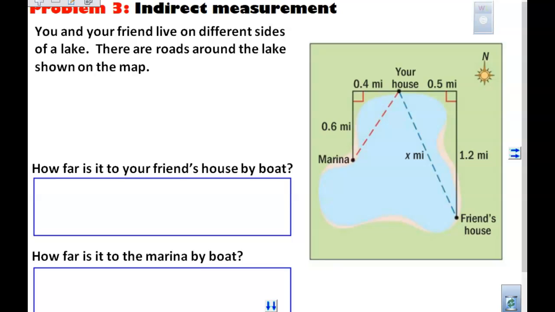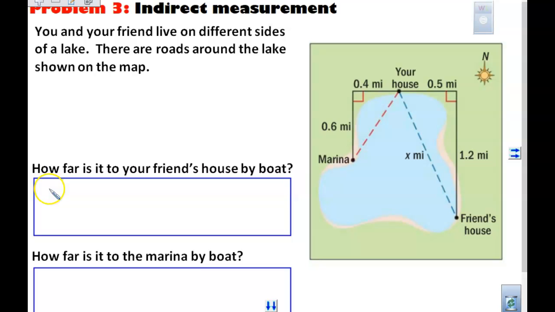Okay. We're not going to do both of these. This is just more application of the Pythagorean theorem. So when you see a picture like this and we're trying to find out how far from either your house to your friend's house or your house to the marina, which one do you guys want to find? It doesn't matter to me. Okay, friend's house. So we're going to do the first one. How far from the friend's house to your boat house? So on my right triangle, I have my house to the corner is 0.5 by the road, and then if I take this road, it's another 1.2 miles.